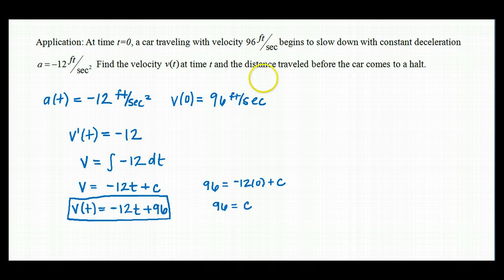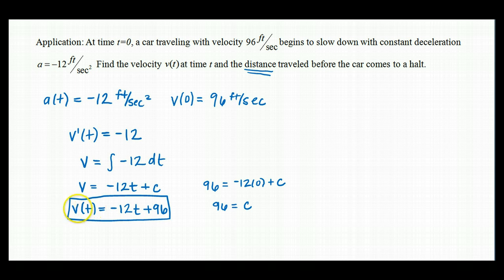Now the second part of the question is a little bit more intense. Find the distance traveled before the car comes to a halt. When I see this word distance here, I need to be thinking about the position function. The location of the car tells me about how far it's traveled. Right now, all I have is this velocity function. So what I need to do is find the position function.